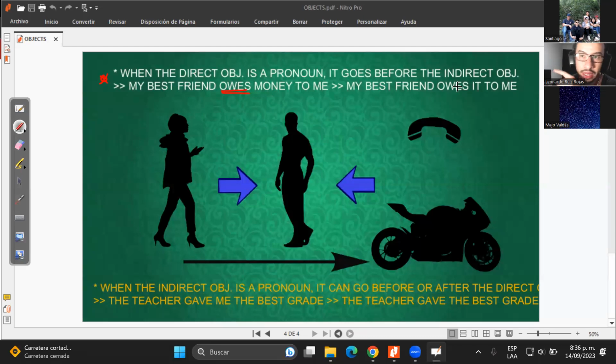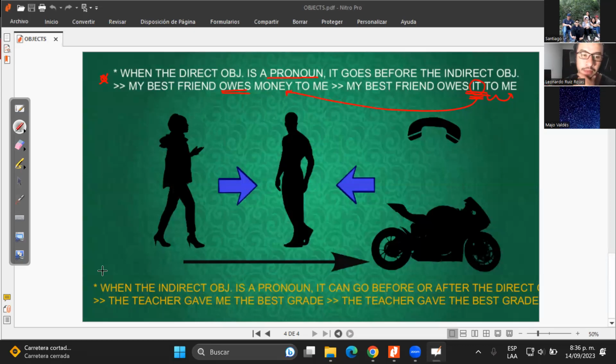But when the direct object is a pronoun, that is, "it," I have to use structure number one. My best friend owes it to me. What is "it"? Money. If I am using the object pronoun, it, him, them, all of them are going to be before, following structure number one: the direct object, then the preposition, and then the indirect object.